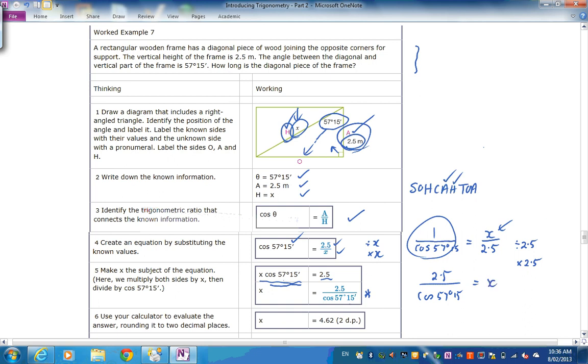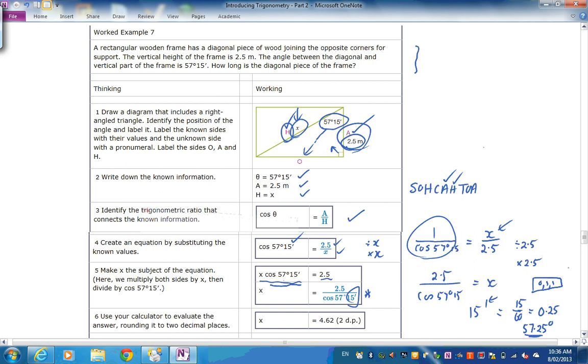Now 15, this little stroke here, Pearsons do talk about this. We haven't done that yet. That means 15 minutes. And this minute is a 60th of a degree. So we need to convert that to decimals by dividing by 60. That will give you a decimal part of a degree. And here, of course, it's 0.25 if you do that. So the angle you'll put in will be 57.25 degrees.